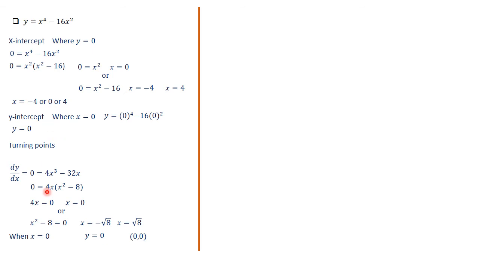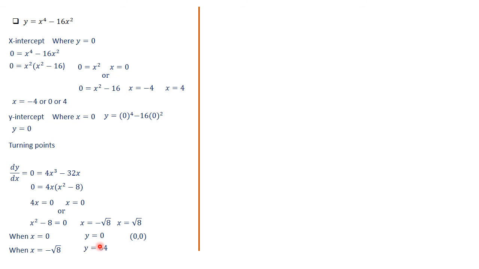So we have a turning point at the point 0, 0. When x is negative root 8, just put it in this equation and raise to power 4. Now that is a negative number, but first of all, it will be positive at the end of the day. The other thing, because the square root raised to power 4 is the same as 8 squared, which is 64, minus the other one, which will be 16 times 8.